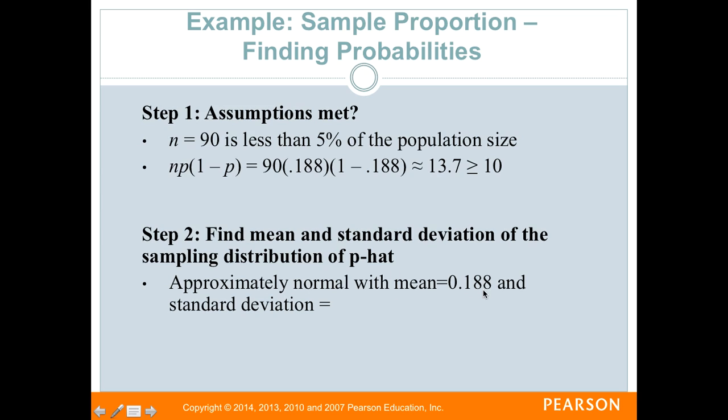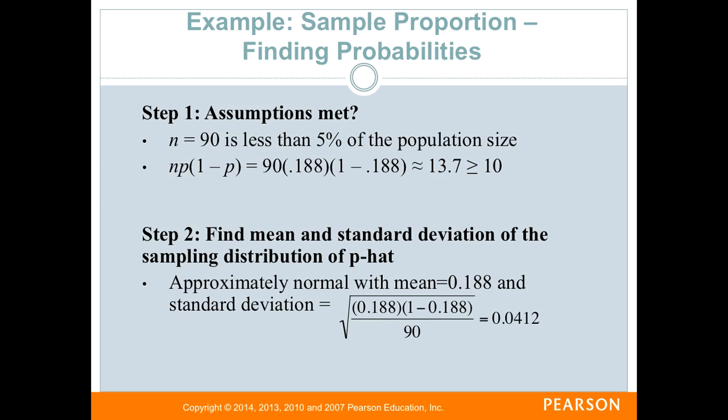Now, the mean is just going to be that population proportion that we were interested in, or our sample proportion, which is just the 0.188, or 18.8% of overweight 6 to 11-year-olds. The standard deviation we calculate using that formula, the square root of p times 1 minus p over n. And you just need to do this in your calculator really carefully.